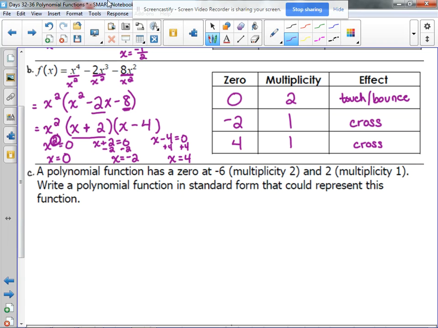Okay, so what we're given is the information in the table. We've got to come up with that equation. So let's go through our steps. Our first 0 is negative 6. So let's compare that to negative 2 up here. Where did the negative 2 come from? x plus 2 was the factor. We changed the sign. So we've got x plus 6. It had multiplicity 2. So that means it shows up twice.